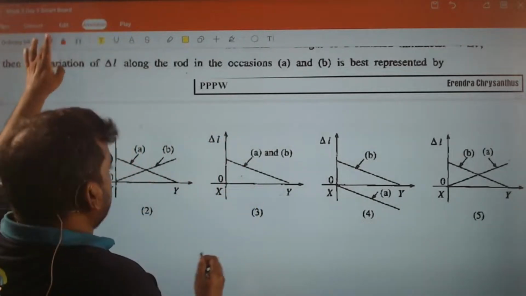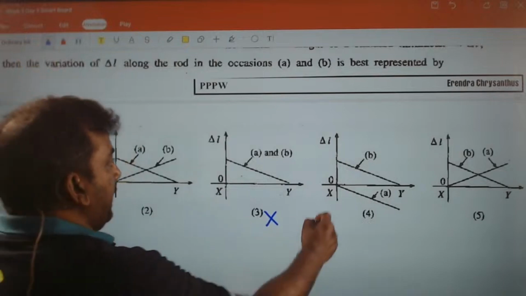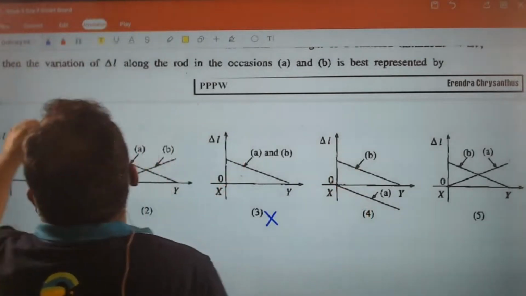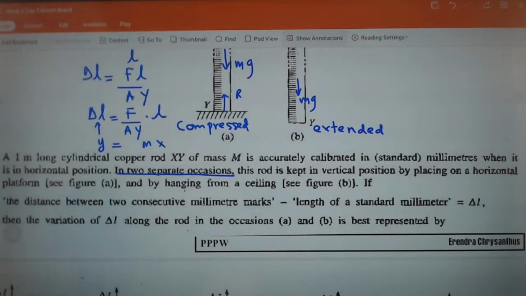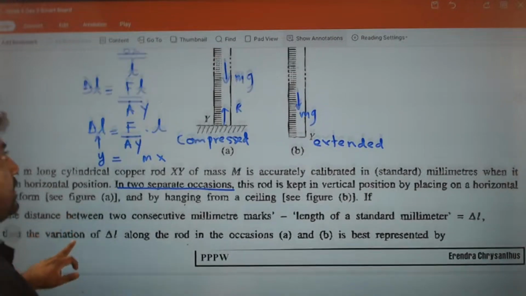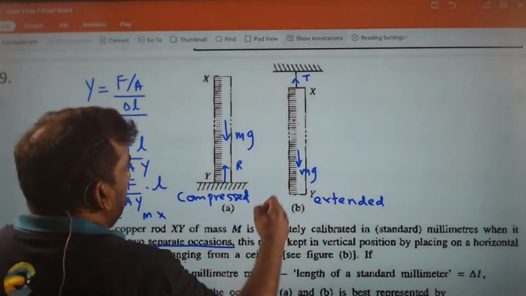But also you must think, this will never take place. Of course, these two for sure no. Can the reading of delta L be negative? Let's see. 1 meter long wire, X is on top, Y is at the bottom.